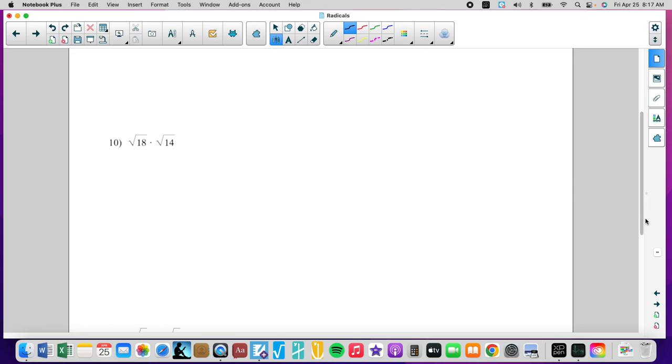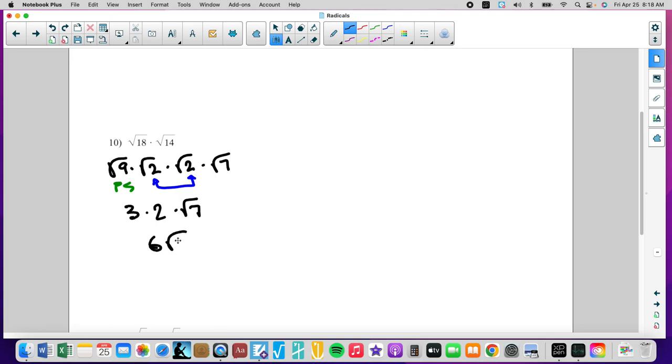So remember, when simplifying, we're looking to match or look for perfect squares. Neither of these are perfect squares, so I'm going to try to find a perfect square inside it, like 9. And 14 doesn't have a perfect square, but I'm going to look to match that rad 2. So we have a perfect square here, which produces 3, and then we have a match here, which produces 2. And then you have your rad 7. The 3 and the 2 are outside. 3 times 2 is 6, rad 7.